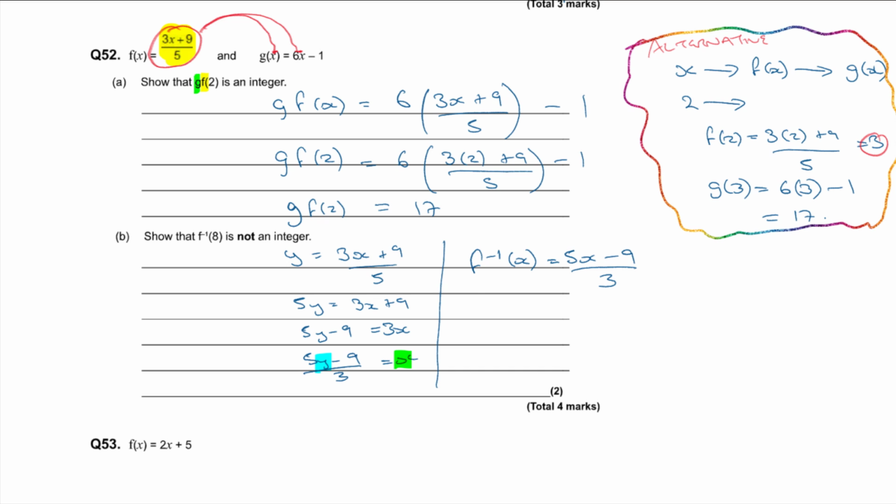Now I've got the inverse function, I can actually go on and work out what f to the minus 1 of 8 is. So that's going to be 5 lots of 8 minus 9 over 3. So 5 eights is 40, minus 9 is 31. So that's 31 over 3. And that is not an integer because 3 does not divide neatly into 31. Therefore, f to the minus 1 of 8 is not an integer.